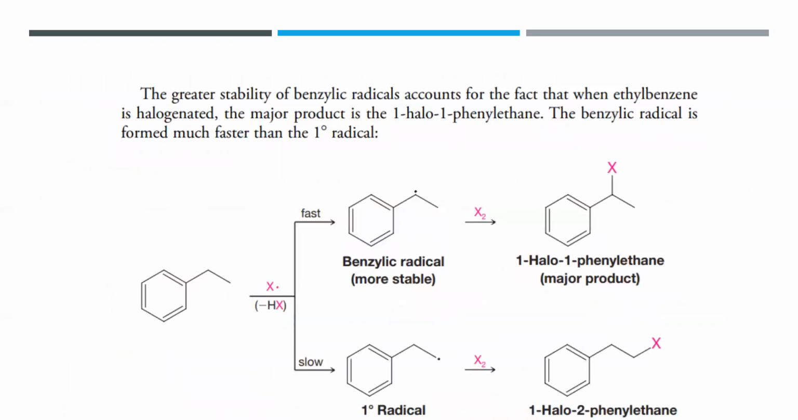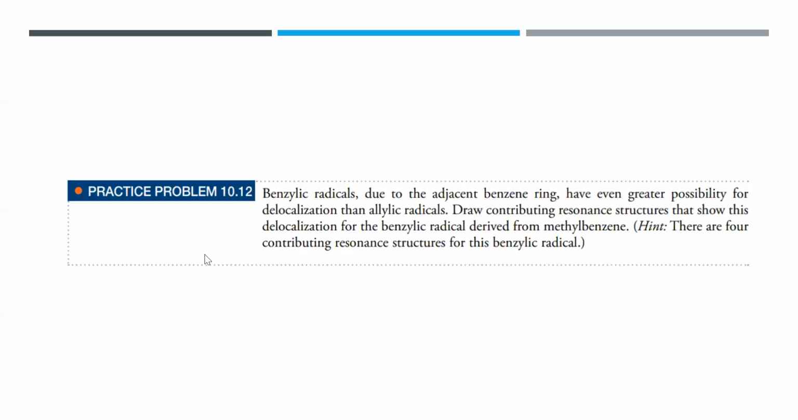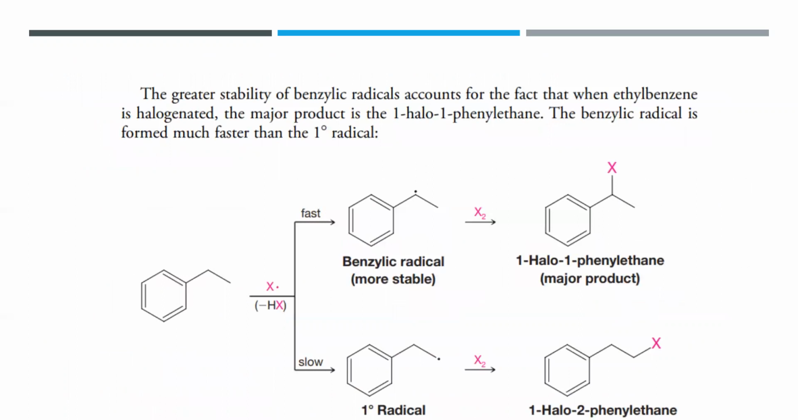So how does it happen? Again, you will have it here like this. Problem 10.2 is your problem, you can practice on that. Let's check why the benzylic radical can produce more benzylic alkyl halide than alkyl halide. The greater stability of the benzylic radical accounts for the fact when ethylbenzene is halogenated.